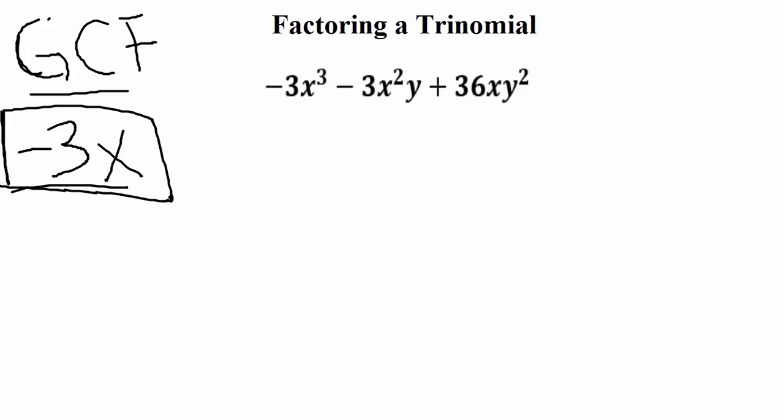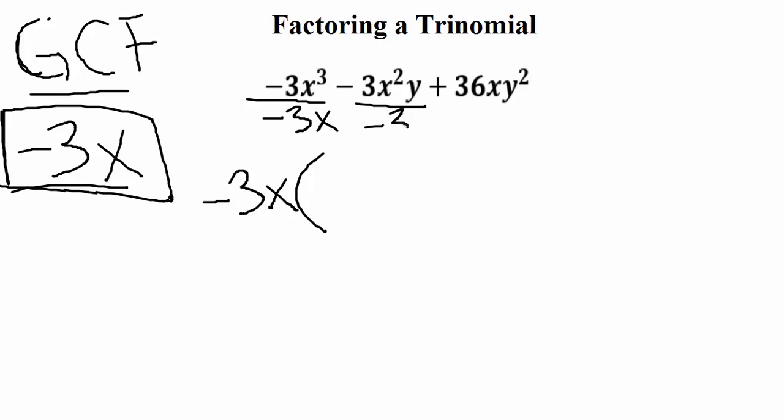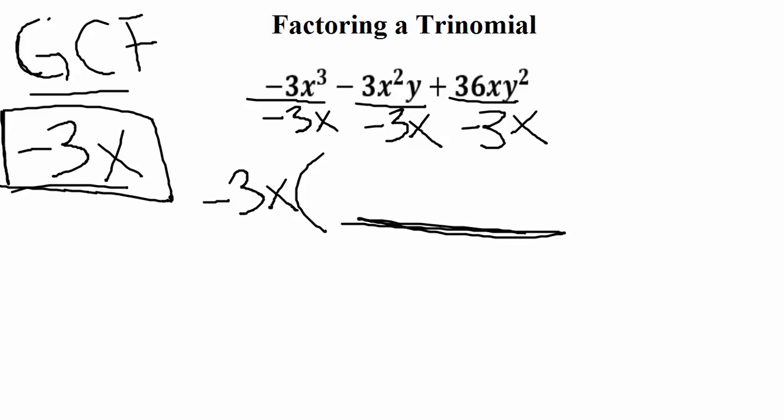Alright, so we figured out that our greatest common factor was a negative 3x. If we are going to factor out a negative 3x, we need to divide each one of our terms by a negative 3x. This is going to allow us to see what we are left over with after we pull this negative 3x out of this trinomial. In order to figure that out, we need to do the division.